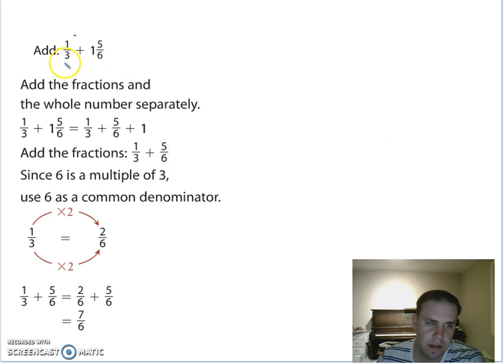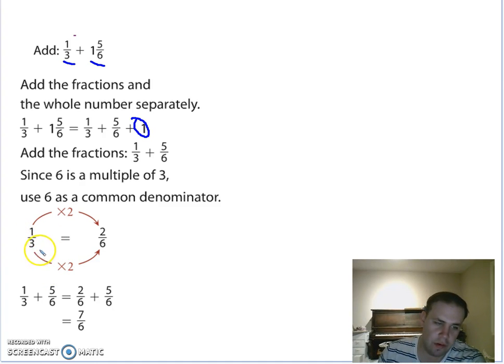First question, let's add 1/3 to 1 5/6. So what we're going to do is we're going to add the fractions and whole numbers separately. So we can just leave out the whole number here. So we've separated this, so we have 1/3 plus 5/6 plus 1. This 1 will come back into the equation later on.